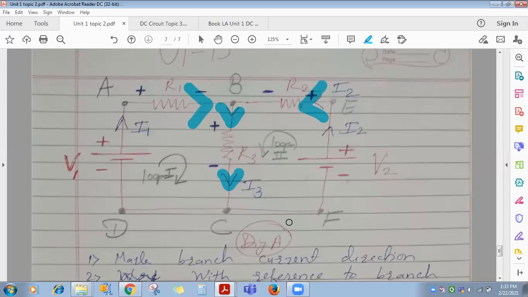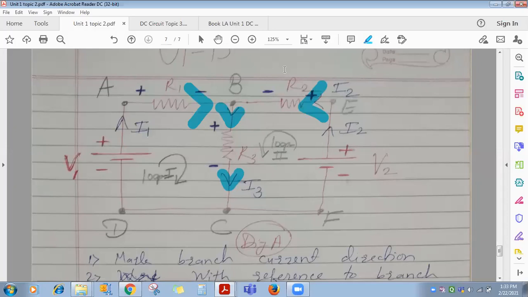So how many equations will be required? Two KVL equations. That's why you have to apply KVL to two closed loops. Got it? And the third equation we already have, I3 is equal to I1 plus I2. If three unknowns are there, three equations will be required. If two unknowns are there, two equations will be required. Got it? This one you have studied in 12th.